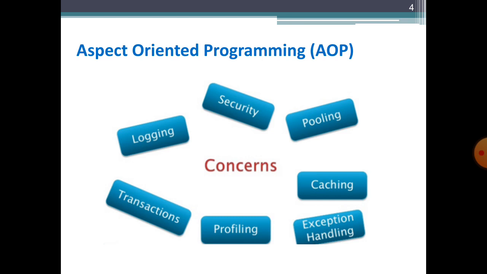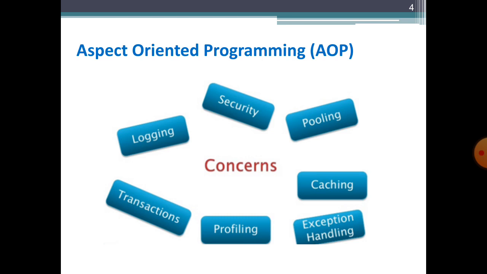So students, we discussed concerns in very detail. There are basically two types of concern: core concerns and cross-cutting concerns. Core concerns provide us the functionality of a business, while cross-cutting concerns are the quality attributes or non-functional requirements for a system. So in general, there can be different levels of concerns. What kind of concerns can there be?